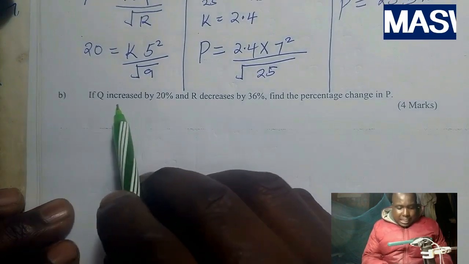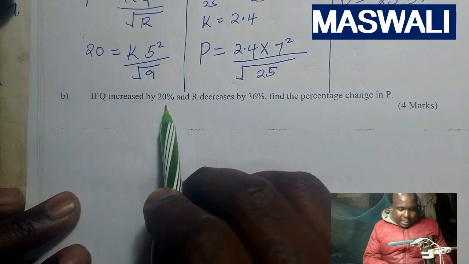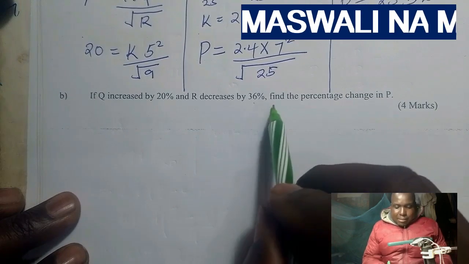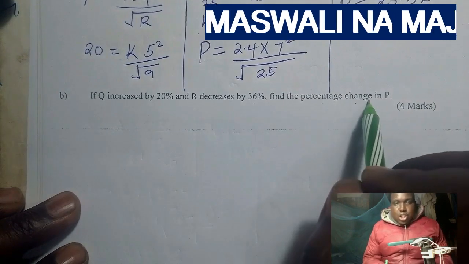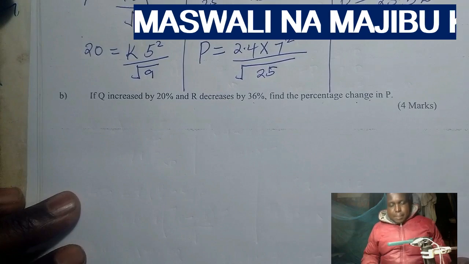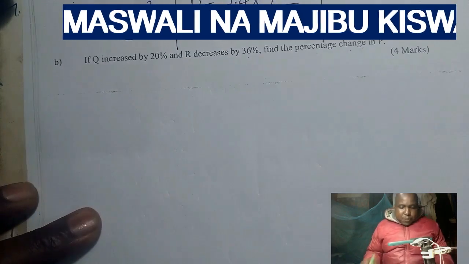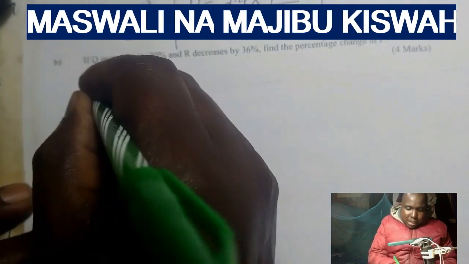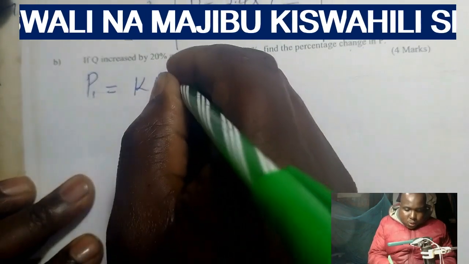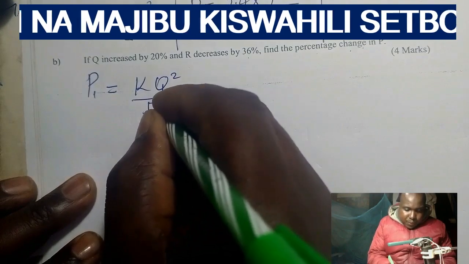If Q is increased by 20% and R decreased by 36%, find the percentage change in P. To get the percentage change, let us give this one as P1, which is equal to K Q squared over the square root of R.